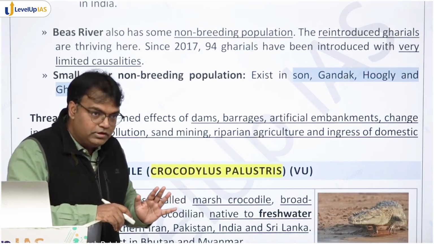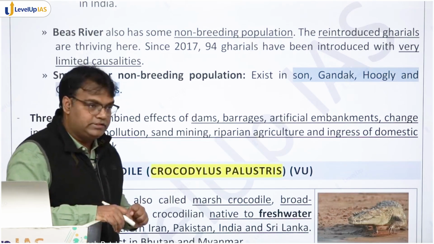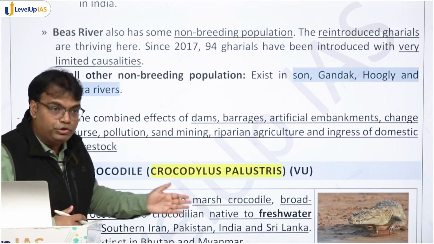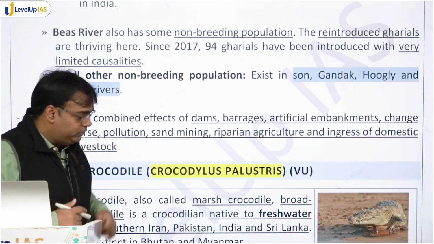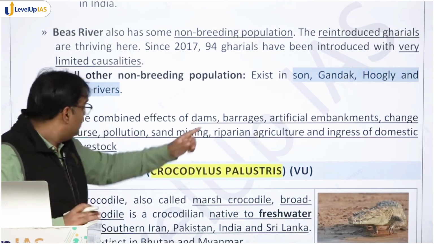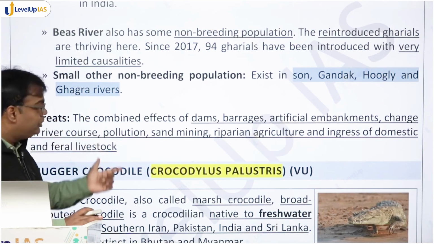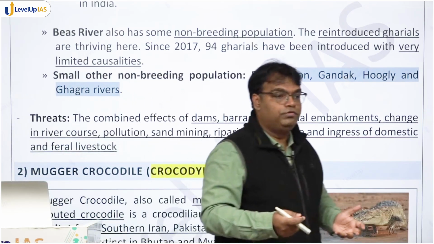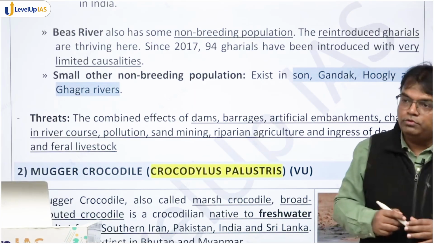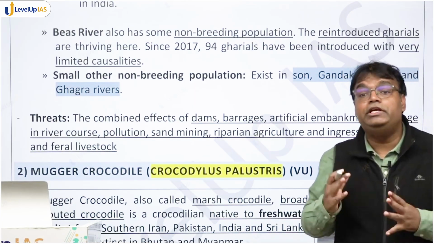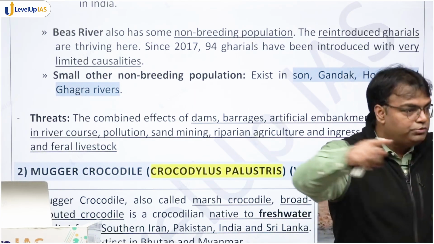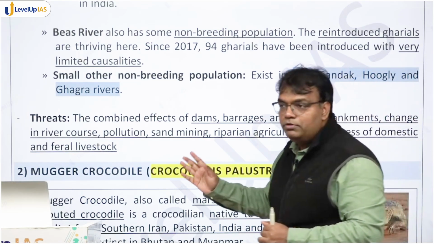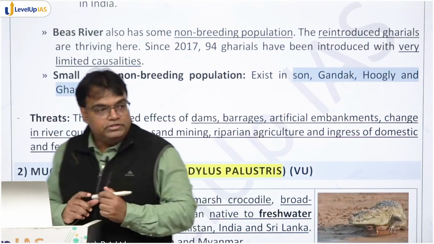This is the situation. Now, if you make dams, if you make barrages, if you create artificial embankments, they say around Yamuna we have an artificial embankment which protects Delhi from floods, change in river course or pollution, sand mining. Sometimes they also accidentally get stuck in what? Nets of fishermen. All these things are problems which have reduced their population by almost 95%. पहले जो उनका distribution था उससे अभी their population is only 4-5% of that. These problems have been a major concern in the past.